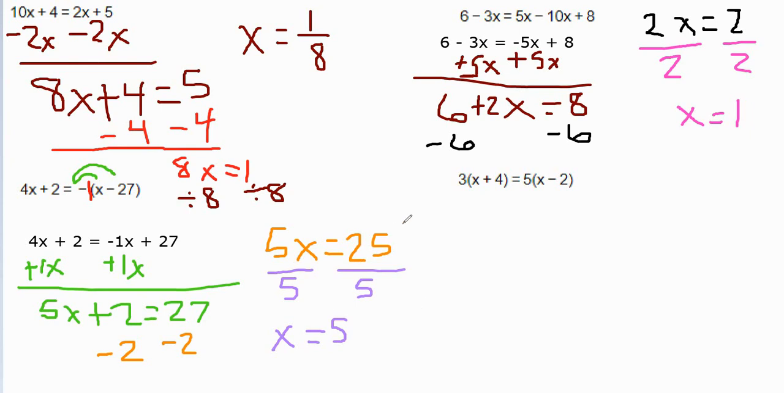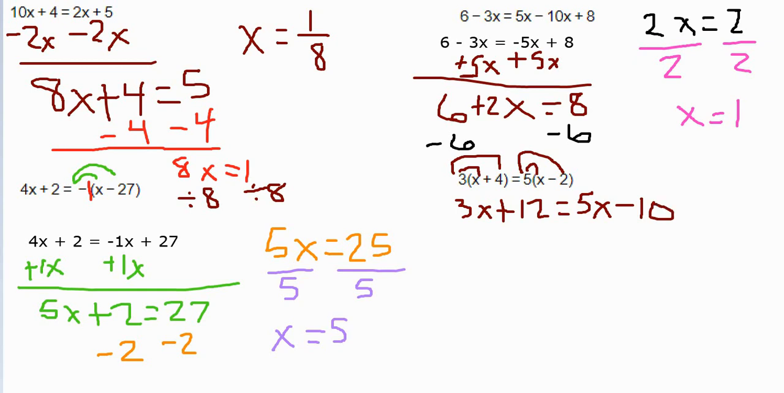The last one, 3 parentheses x plus 4 equals 5 parentheses x minus 2. We want to distribute the 3 and then distribute the 5. So distributing the 3 gives us 3 times x, which is 3x. Then 3 times 4, which is a positive 12. Then 5 times x, which is 5x. And then finally, 5 times a negative 2, which is a negative 10.